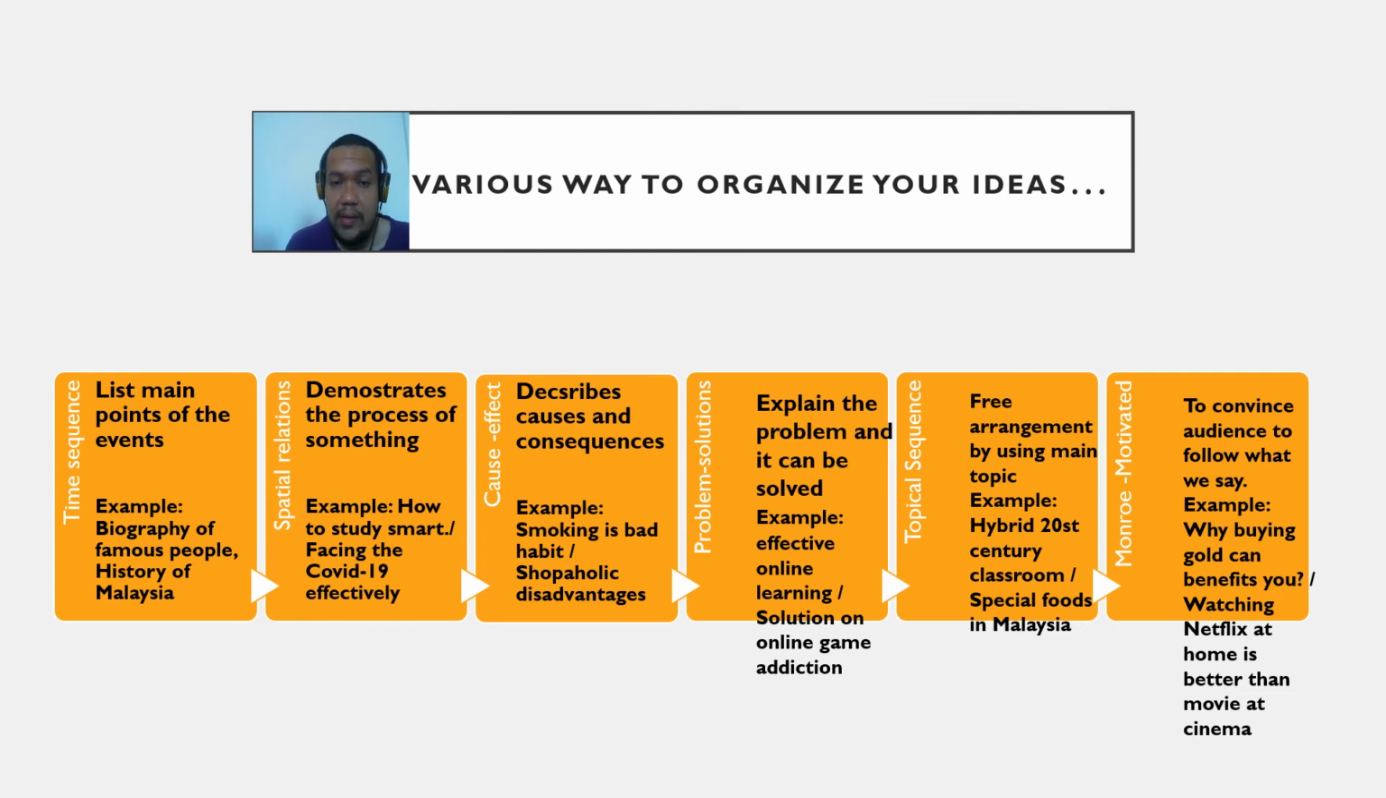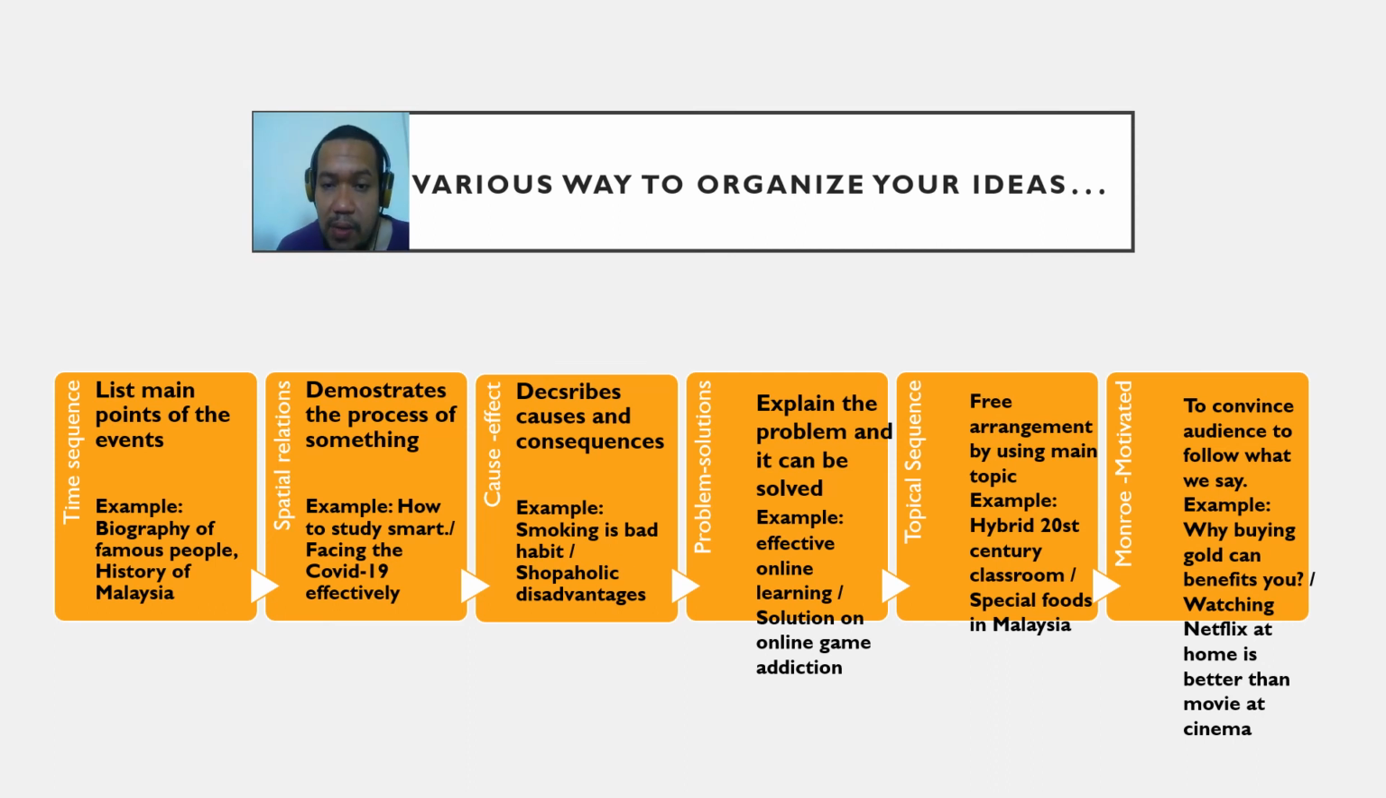The third one is cause and effect, when you describe the causes and consequences of something. For example, you want to deliver a speech on smoking as a bad habit, so you would tell about the negative things of the habit, maybe the first effect, second effect, and third effect, and what is the factor that makes you smoke. The second example, maybe shopaholic disadvantages. You will tell about the negative things about being so addicted to shopping. We call it shopaholic.